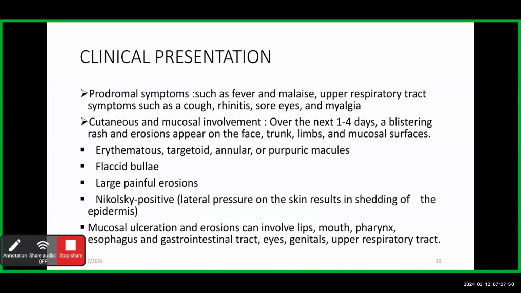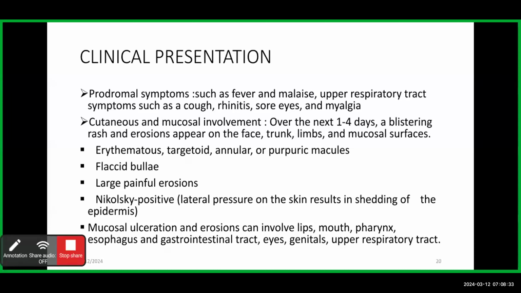So for the clinical presentation, the prodromal symptoms could be fever, malaise, features of upper respiratory tract infection. So then the cough, rhinitis, sore eyes, and myalgia. The cutaneous mucosal involvement would occur 1 to 4 days after the prodromal symptoms, and sometimes they could go concurrently while the patient has some of those prodromal symptoms.